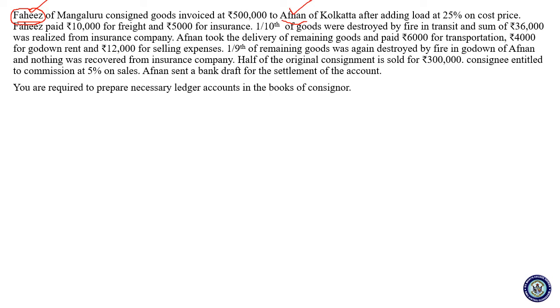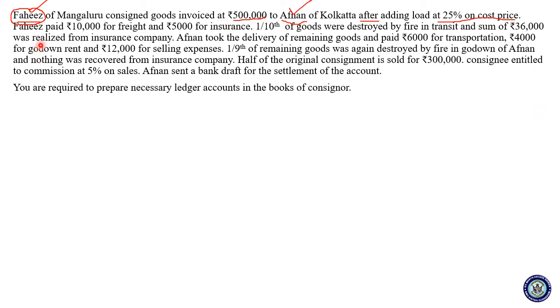So the invoice price is 5 lakh after adding 25% loading on cost price. This is very important. This 5 lakh includes 25%. So first you have to calculate the cost. This 5 lakh is the invoice price, and 25% is the loading on cost price. That is very important. On cost price, after adding 25%, you got 5 lakh, which means you have to find the cost. So first we'll calculate the cost.